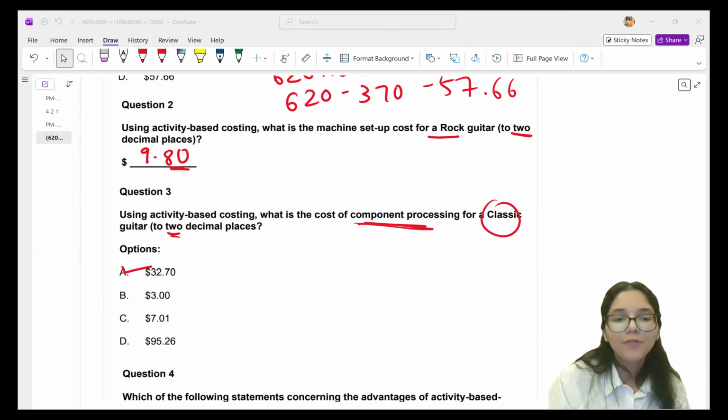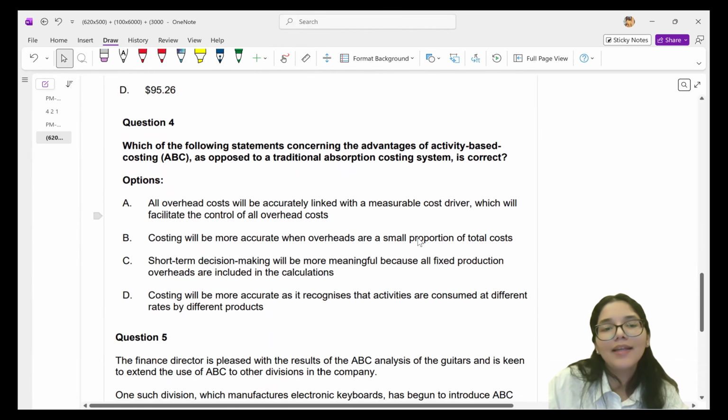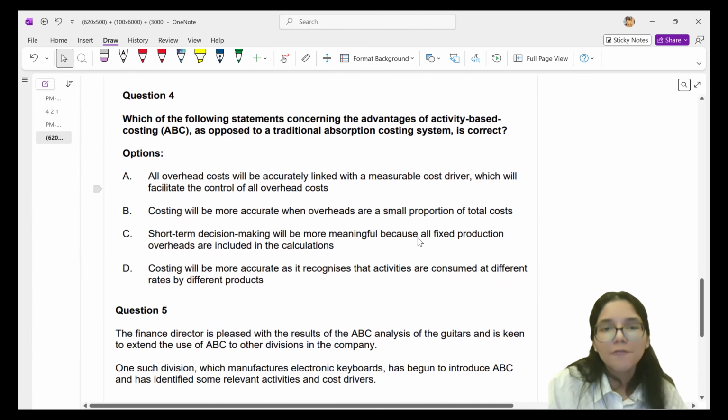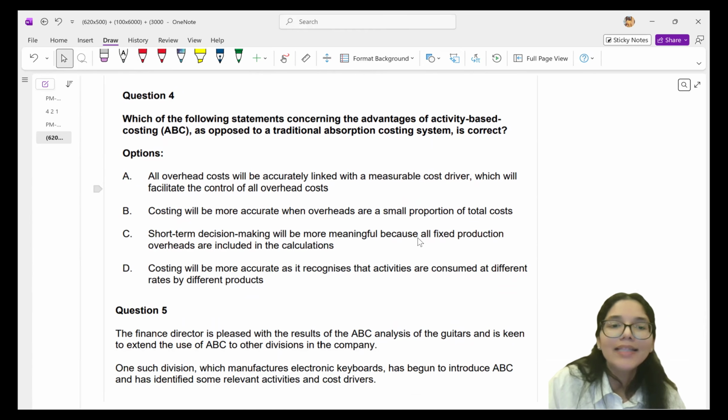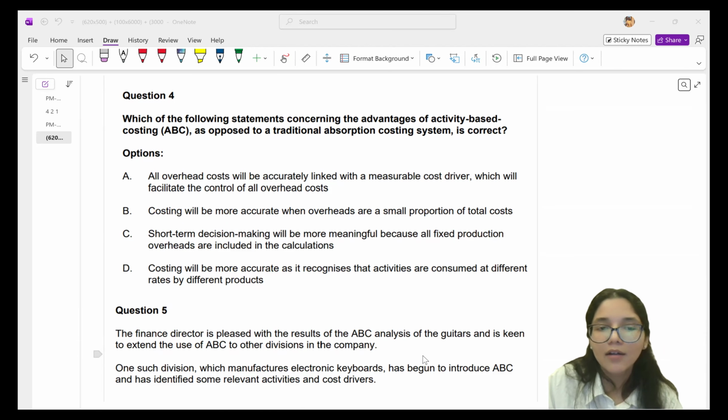Okay, great. So now moving forward to the fourth question. No numbers are involved. I have to think and then come up with my answer conceptually. Which of the following statements concerning the advantages of ABC as opposed to a traditional costing system is correct? So I have to read all of the statements and tell one statement which is correct, and that statement will be an advantage of ABC, which is not what we get using the traditional system, right? This is the requirement. First option tells you all overhead costs will be accurately linked with a measurable cost driver, which will facilitate the control over the overhead costs.